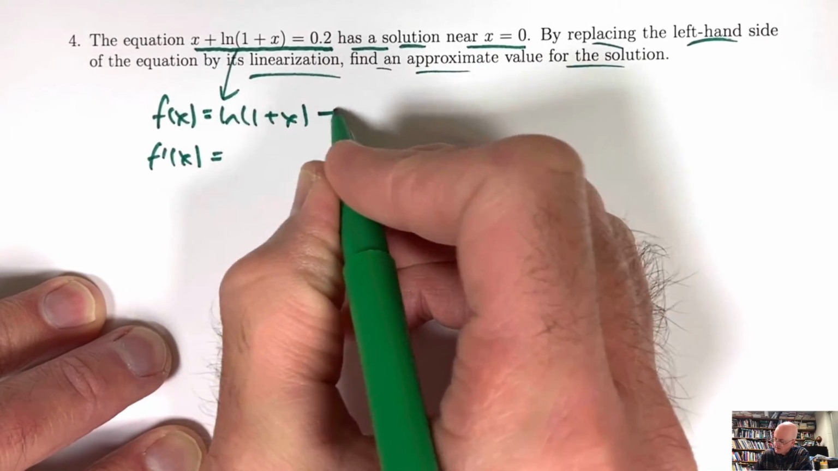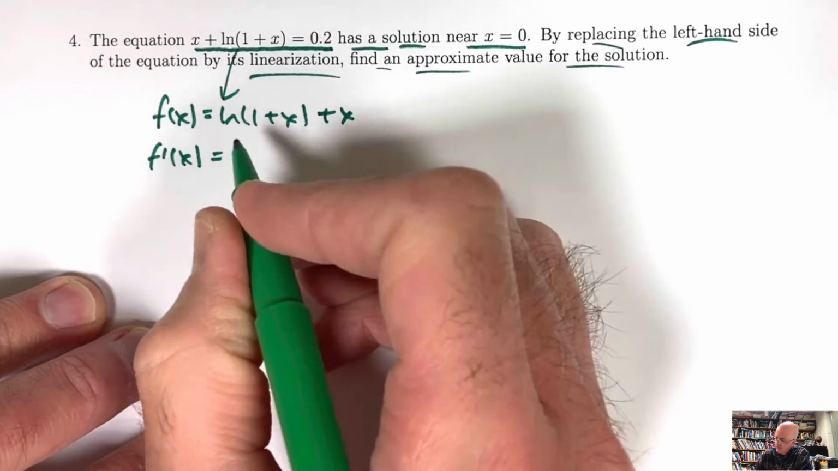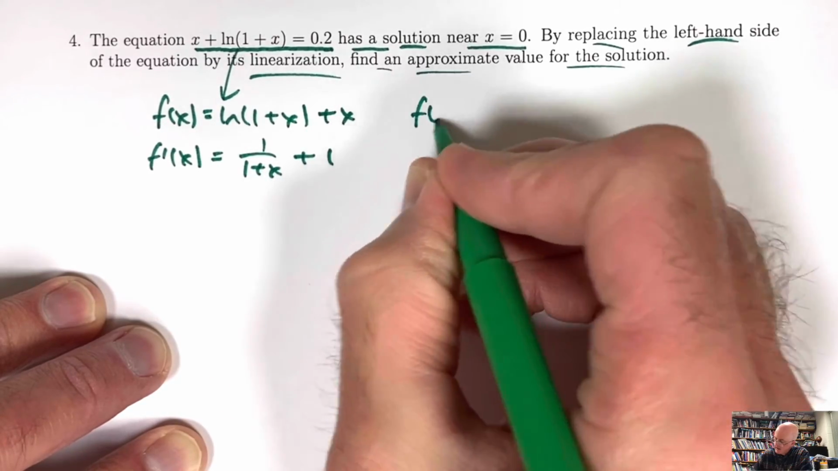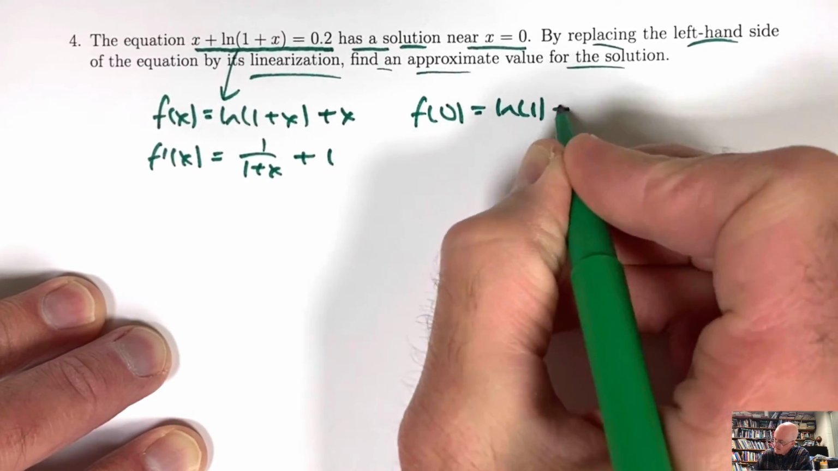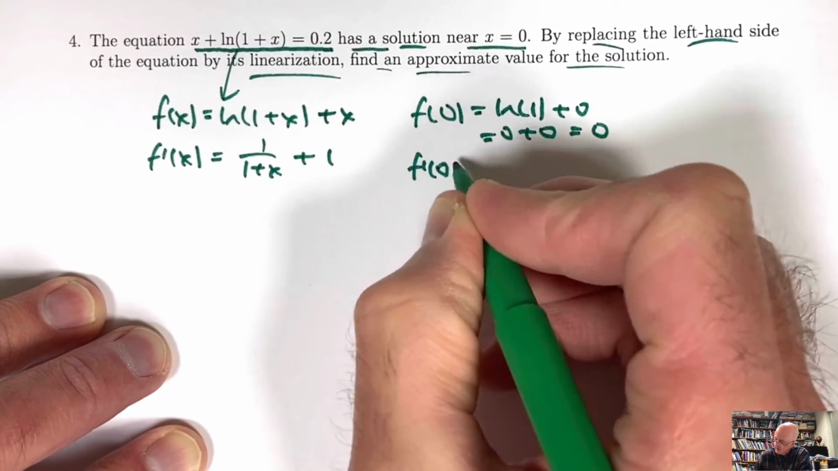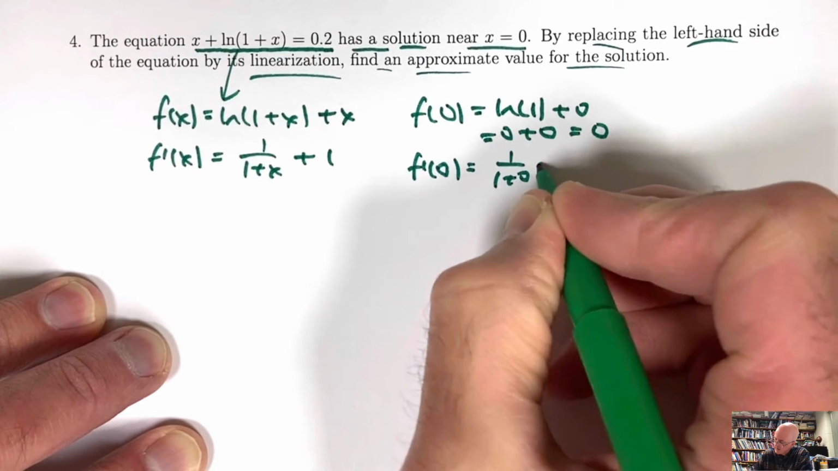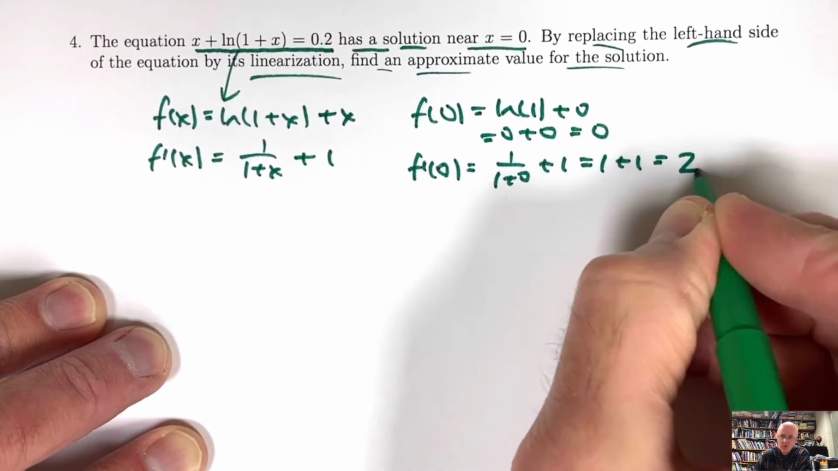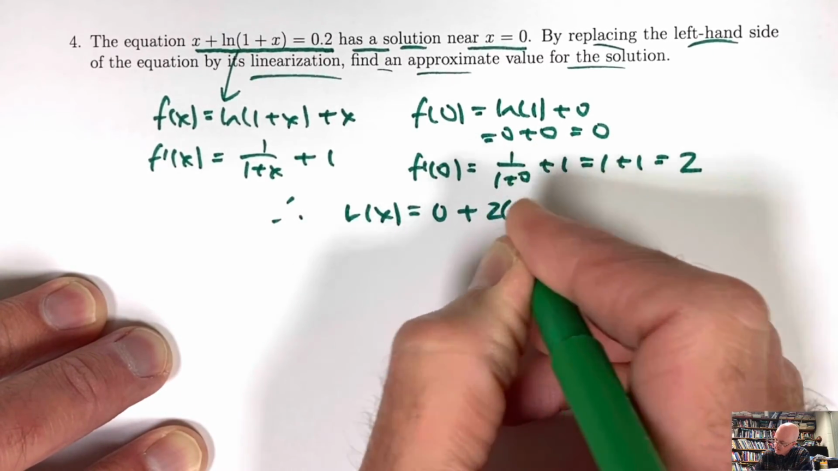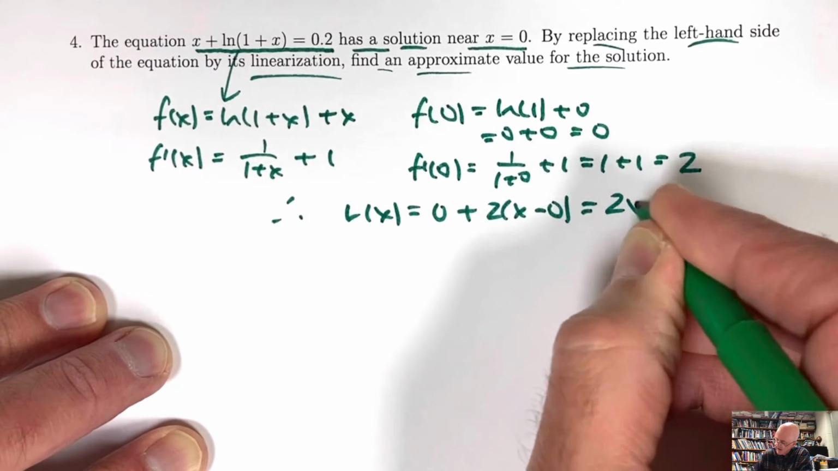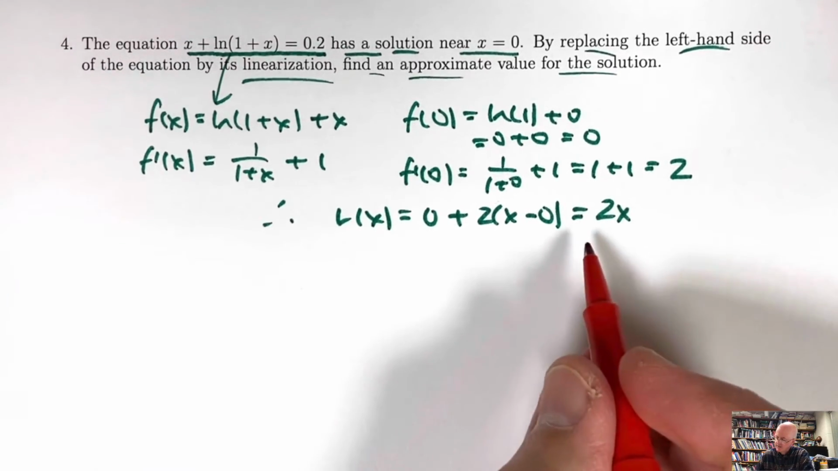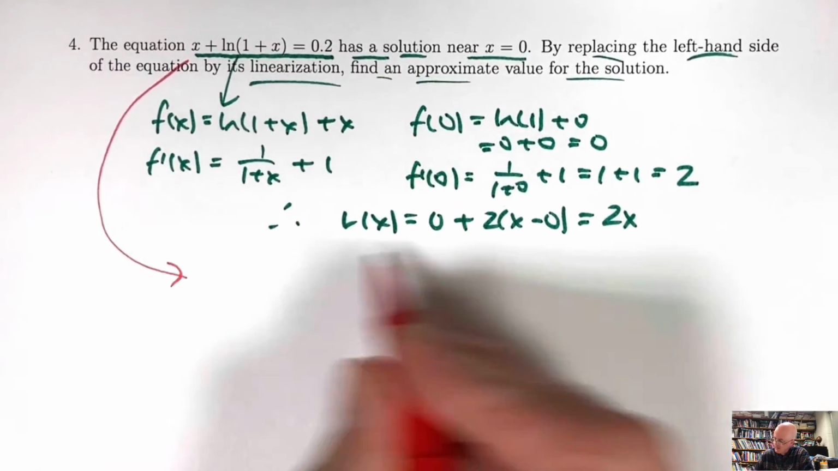Okay, let's go ahead and do the whole thing just to illustrate that we can. So there's the whole thing. What is its derivative? It's going to be 1 over 1 plus x, plus 1. We're plugging in a equals 0. Here we get ln of 1 plus 0 is 0, plus 0 is 0. And f prime of 0 is 1 over 1 plus 0, plus 1. 1 plus 1 is 2. Therefore, L of x, the linearization, is 0 plus 2 times x minus 0, just 2x. We're replacing the left-hand side of the equation with its linearization. Do that now.